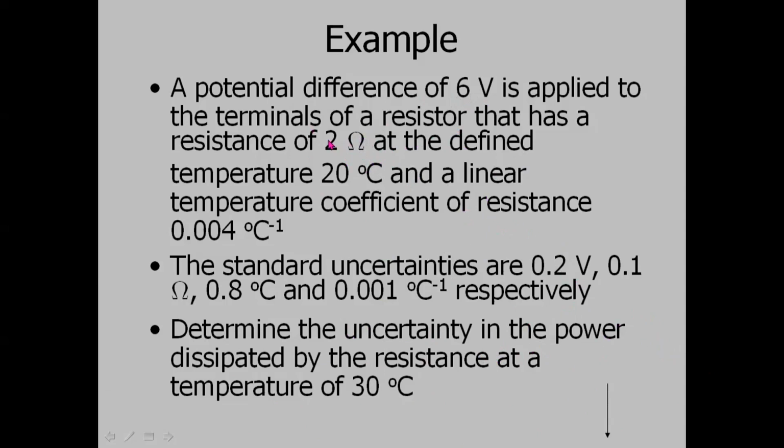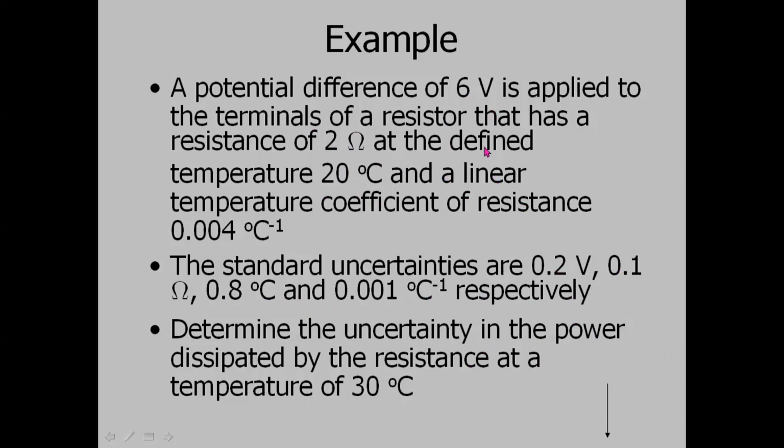Voltage, resistance, temperature, linear temperature coefficient of resistance. So four input variables are there. Their standard uncertainties are given as 0.2 volt, 0.1 ohm, 0.8 degrees Celsius and 0.001 per degree Celsius respectively. So you have 4 variables, 4 standard uncertainties. What is the uncertainty in power?